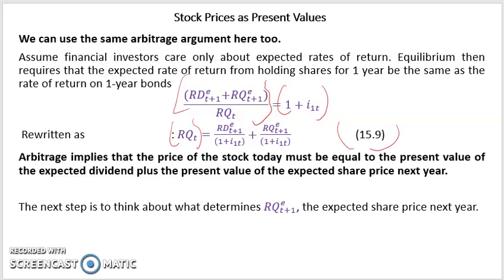So equation 15.9 tells us that arbitrage implies that the price of the share must be equal to the present value of the expected dividend, plus the present value of the expected share price next year. So the next step is to think about what determines the expected price of the share next year.